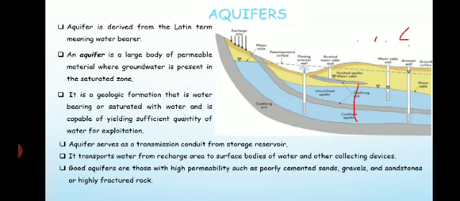Good aquifers have high permeability, meaning they have the ability to hold the water as well as to transmit the water. That is called permeability, such as poorly cemented sand. Sand is sand, but it should be poorly cemented. Cemented means the pores get filled, but if it is poorly cemented, there will be pores present in it. Or gravel, the size of the gravel is bigger, right? And sandstones are also made up of sand. Or highly fractured rock: if there are cracks or fractures present in the rock, such as basalts with joints or granites with joints, they also serve as good aquifers. These are all examples of aquifers.